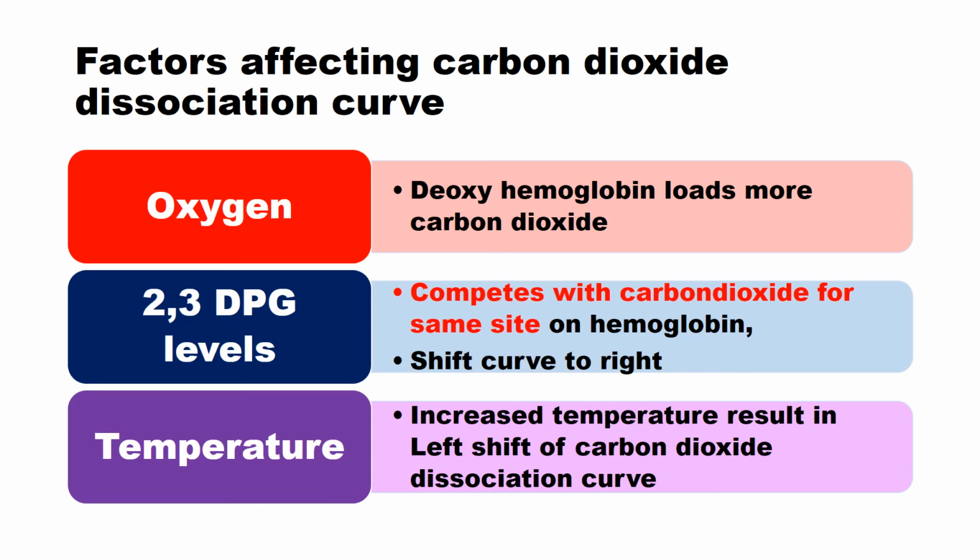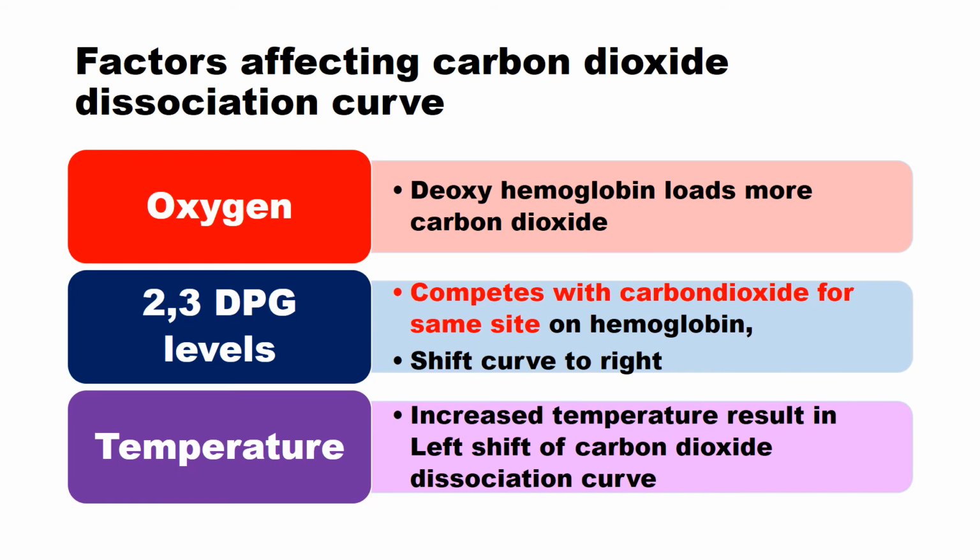There are three important factors which affect the carbon dioxide dissociation curve. First is oxygen, second is the 2,3-DPG level, and third is the body temperature. So oxygen: we know that carbon dioxide has more affinity for the deoxyhemoglobin present in the tissue capillaries. Therefore it is capable of loading more carbon dioxide compared to the oxyhemoglobin. And we also know that oxygenation of hemoglobin in the lung causes carbon dioxide unloading, which is also known by the name of Haldane's effect.